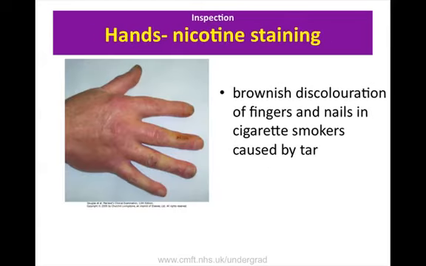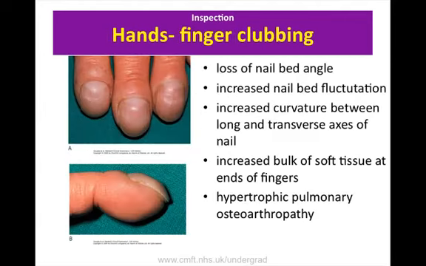Nicotine staining is typically a brownish stain on the fingers and nails in cigarette smokers caused by tar and not nicotine. When looking for finger clubbing, look for the 4 features: loss of nail bed angle, which can be seen by looking across the nail and nail bed, increased nail bed fluctuation, increased bulk of soft tissue over the terminal phalanges, and increased nail curvature, which is a later stage. Hypertrophic pulmonary osteoarthropathy is discussed later.